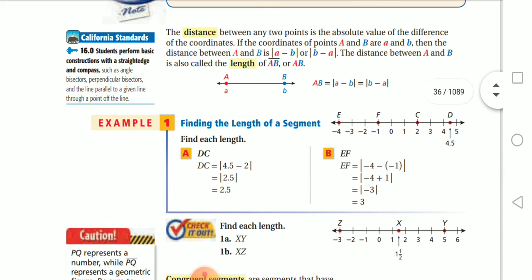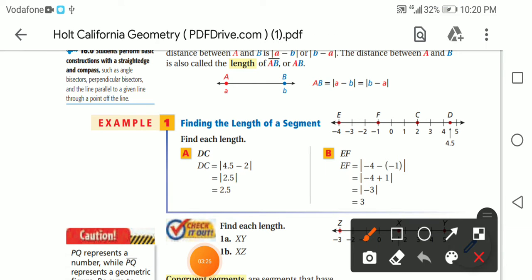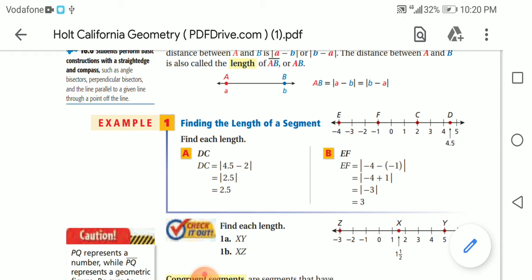For example, let's go. Example 1, finding the length of a segment. Here I have DC, with D at 4.5 and C at 2. So what should I do? It's very easy: take the absolute value of 4.5 minus 2. Don't forget the absolute value. 4.5 minus 2 gives me 2.5. The absolute value of positive 2.5 gives me positive 2.5.